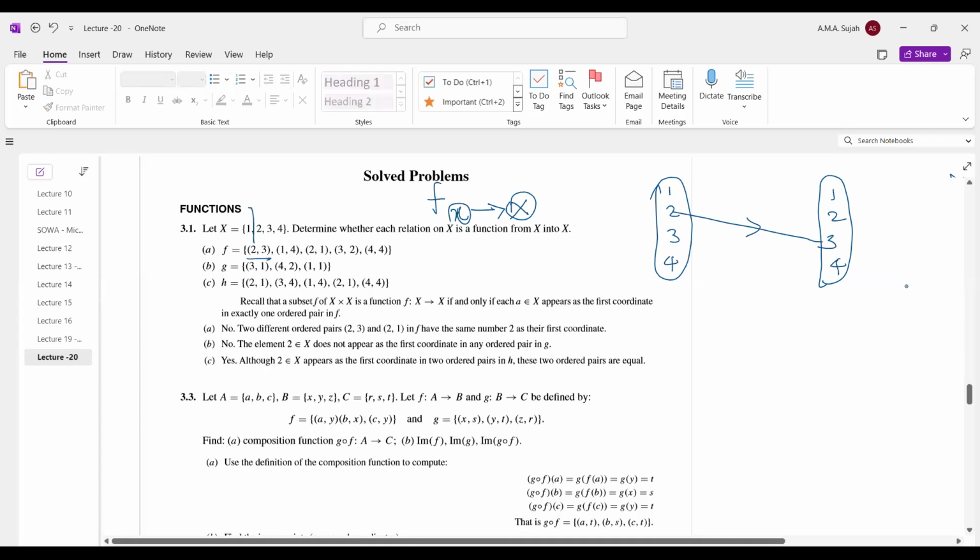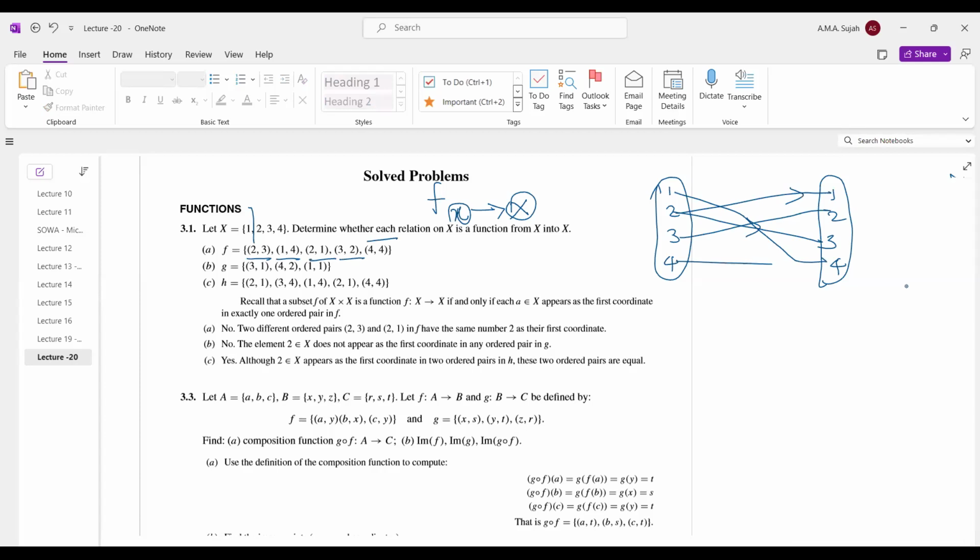I can draw this way, 2 to 3. If I look at the second one, domain is 1, codomain is 4, right? If you look at the third one, domain is 2, codomain is 1. If you look at the fourth one, domain is 3, codomain is 2. If you look at the fourth one, domain is 4, codomain is 4. Now tell me whether it's a function or not.